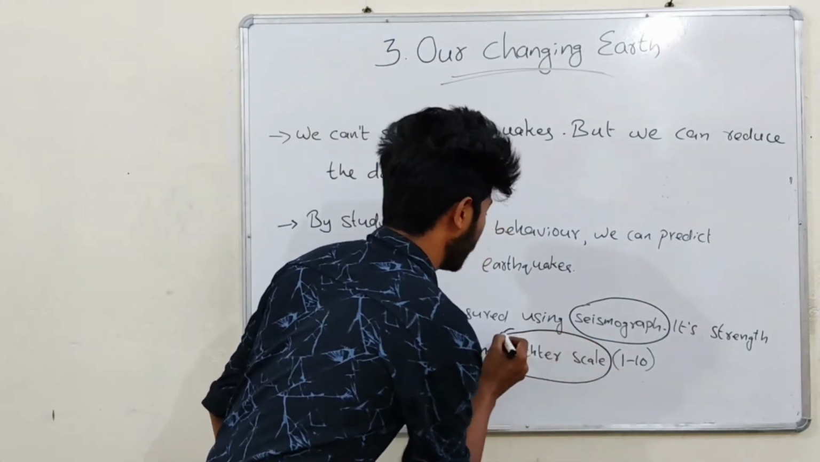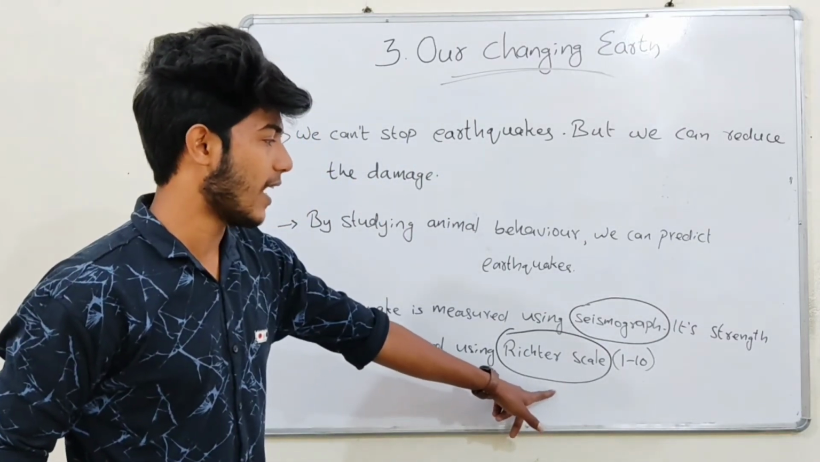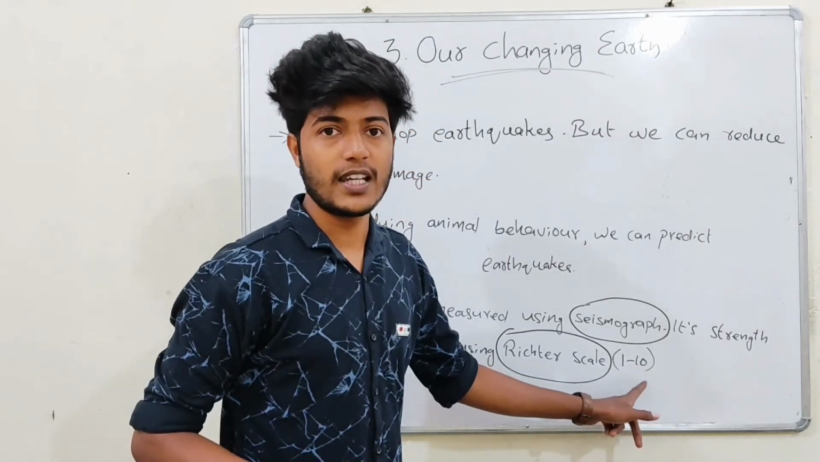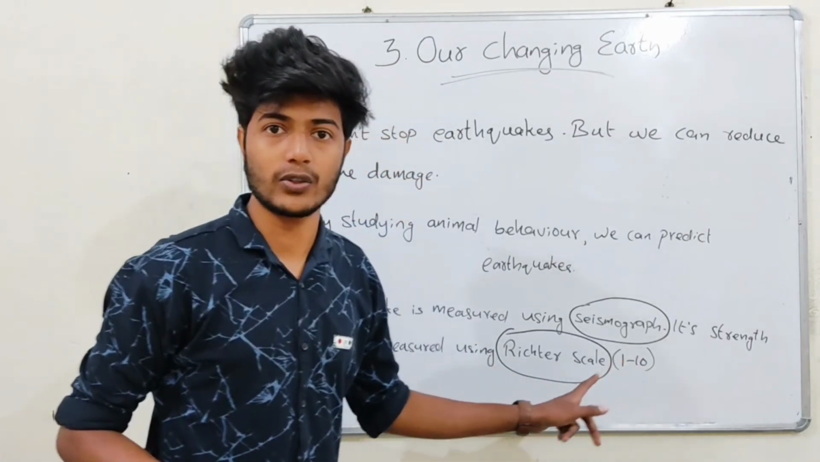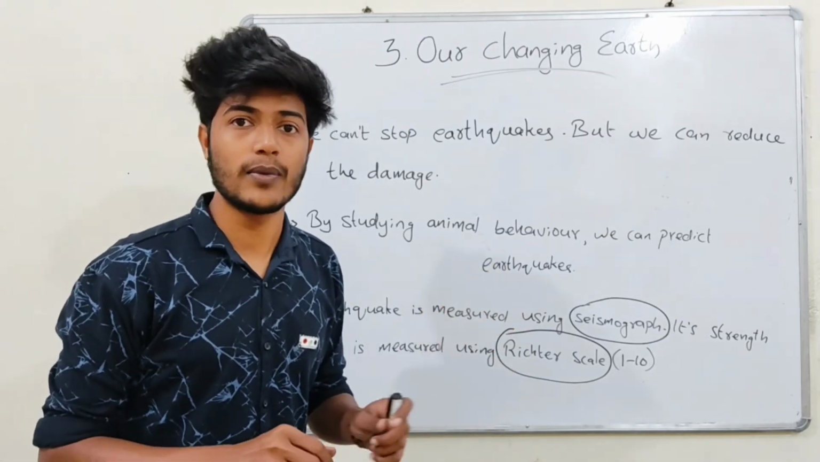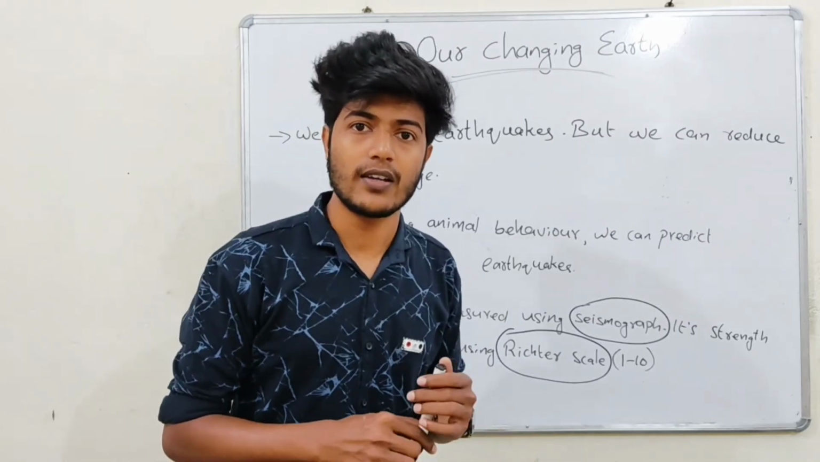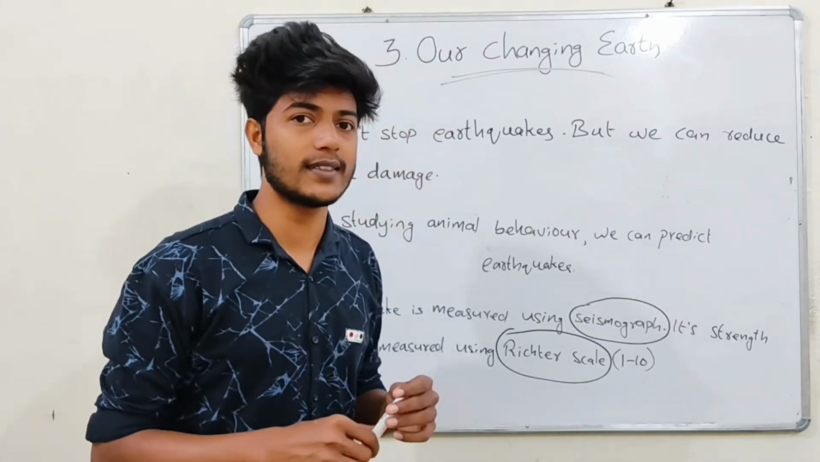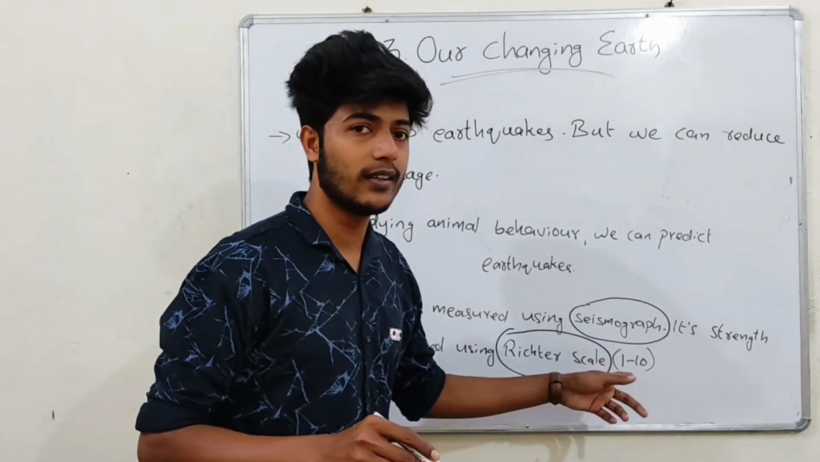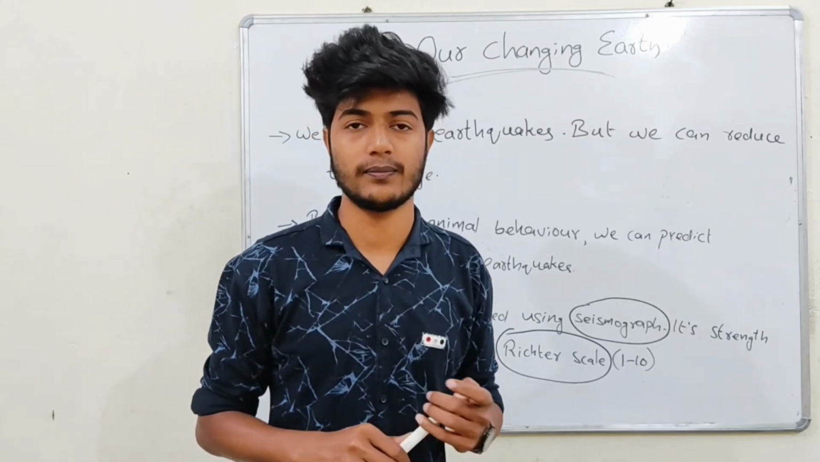The strength of the earthquake is measured using the Richter scale. The Richter scale has a range from 1 to 10. If the Richter scale mark of an earthquake is above 6 or above 7, that means the earthquake is very dangerous. But if the mark for an earthquake is just 1 point on the Richter scale, that means the earthquake was not that dangerous.